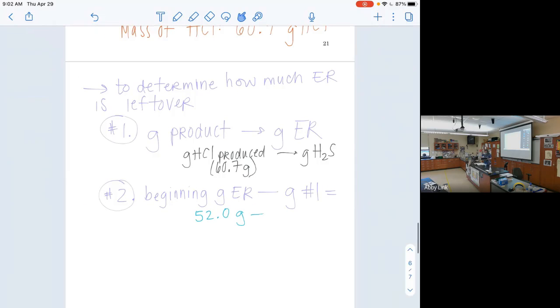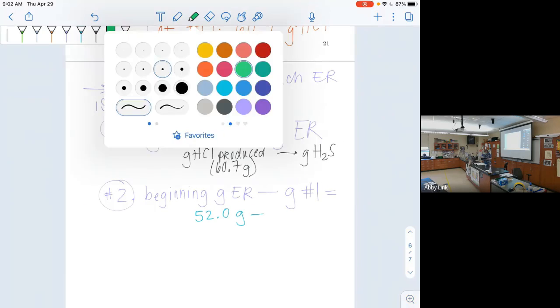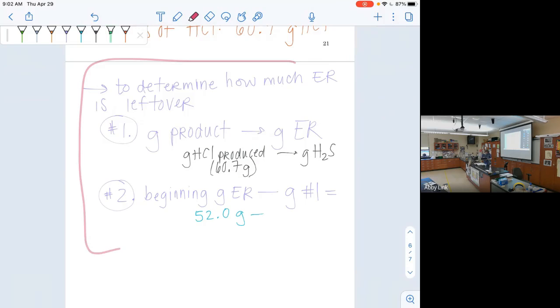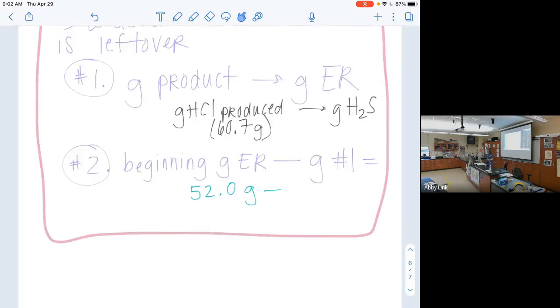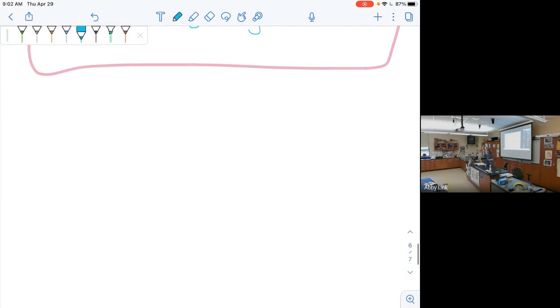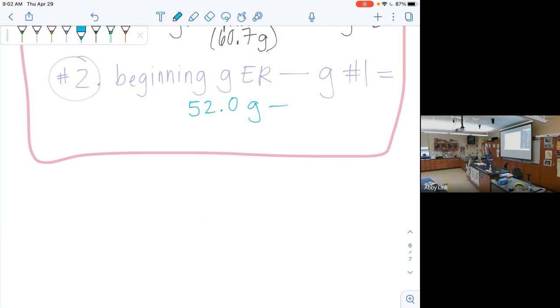All right. I'm going to put a little box around this so that you guys keep this as a piece of notes. All right. So let's do it. I'll leave that up there in case people are still jotting that down. So I'm going to go from 60.7 grams of HCl, and I'm going to go to grams of H2S.